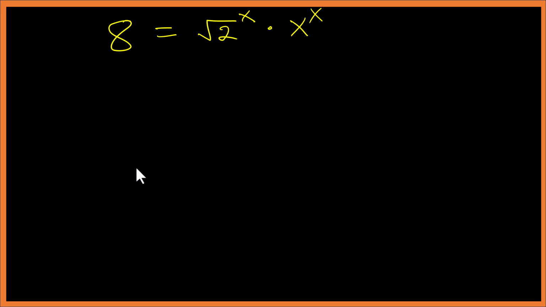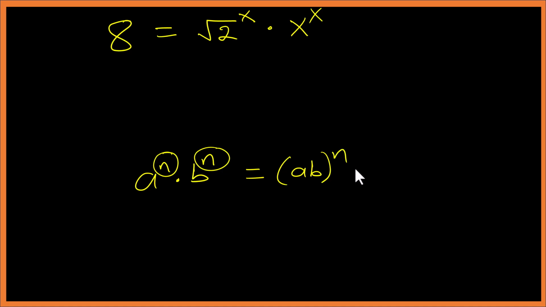Now when we are given a raised to n times b raised to n, because of equal powers, we can put the bases together, a times b, then raise them by one of them. Okay, so we have a similar one here. So this side will be x times square root of 2, all raised to x. Okay, good.